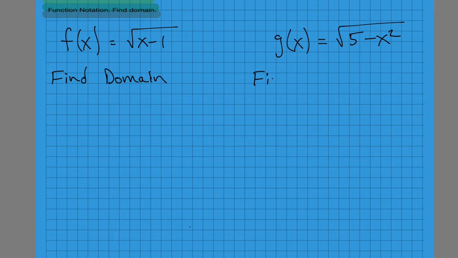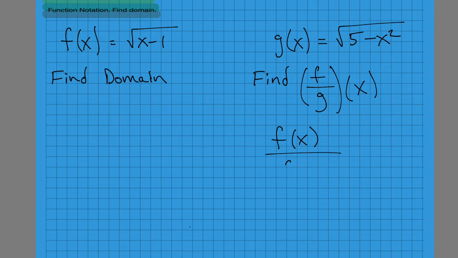And we want to find f divided by g of x. So that's going to be f of x divided by g of x. Remember that f divided by g of x is the same as f of x divided by g of x. This and this are the exact same. It's just a different way of writing it.